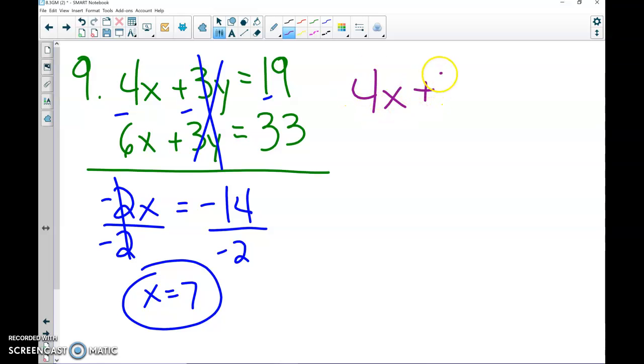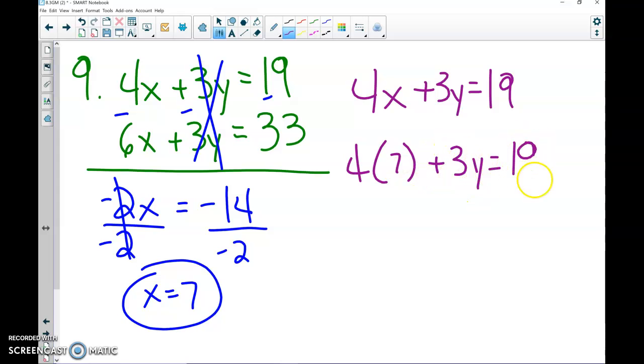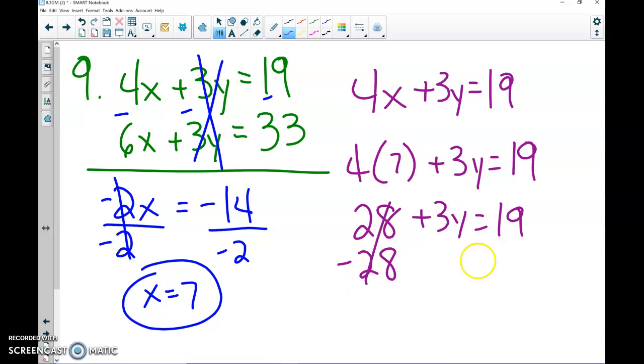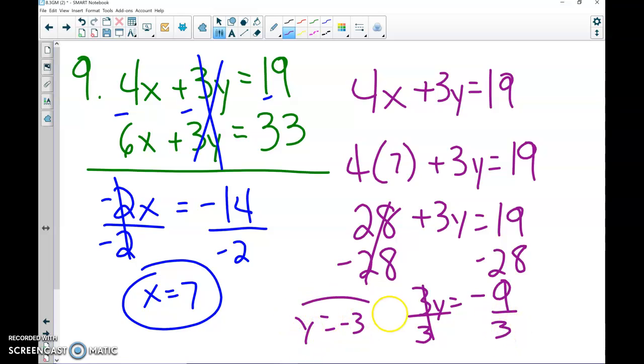So I have 4x plus 3y equals 19. And we just figured out x was 7. So instead of 4x, I'm going to do 4 times 7. Okay, 4 times 7 is 28. Plus 3y equals 19. Okay, so plus 28. So I need to subtract 28. So 3y equals 19 minus 28 is negative 9. Divide both sides by 3. We figure out y is negative 9 divided by 3, negative 3.